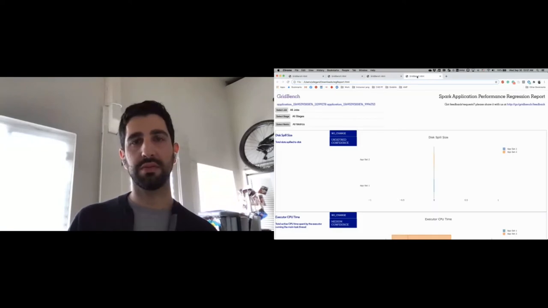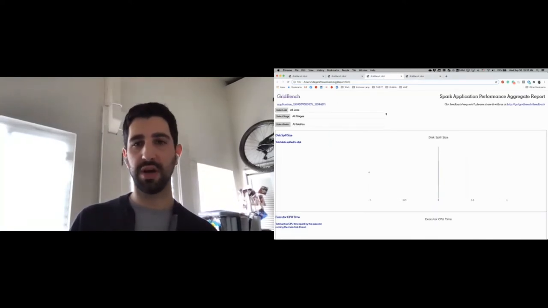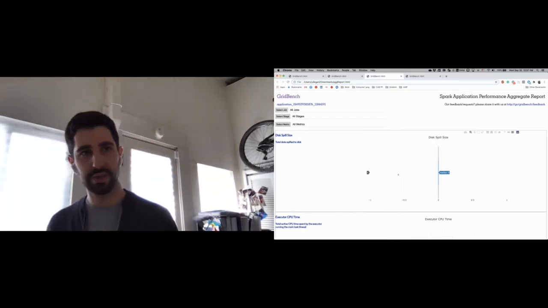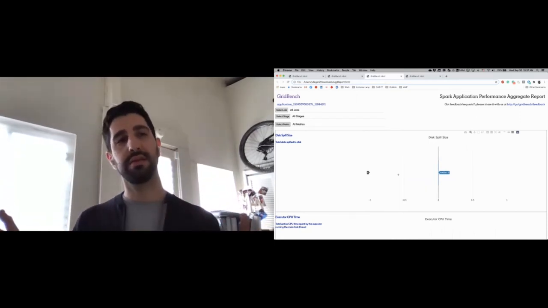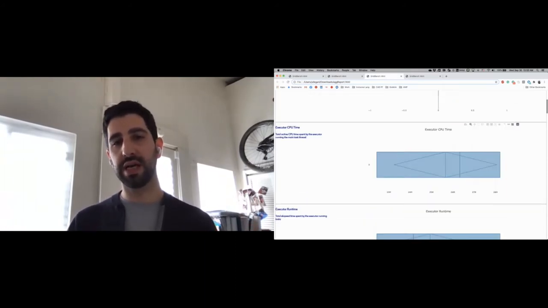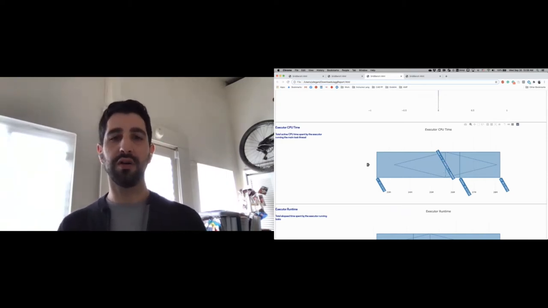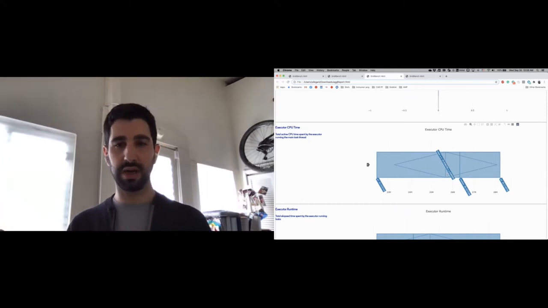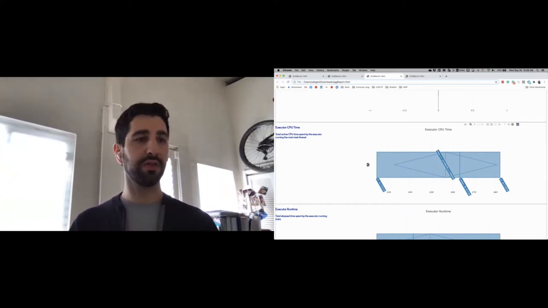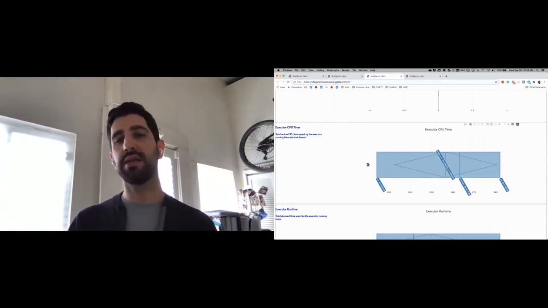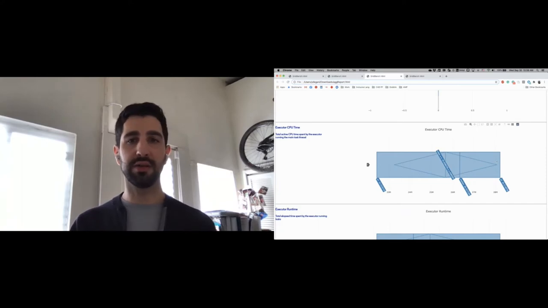So it's a bit heavy. Okay, there it is. So this is the aggregate report. The aggregate report basically takes a set of application IDs instead of just one. Let's say someone is trying to analyze their application behavior across time, this gives you an overview of where you are at in terms of variance across a particular metric. For example, for executor CPU time, we can see the mean is right here, and then this gives you an overview on the quantiles.